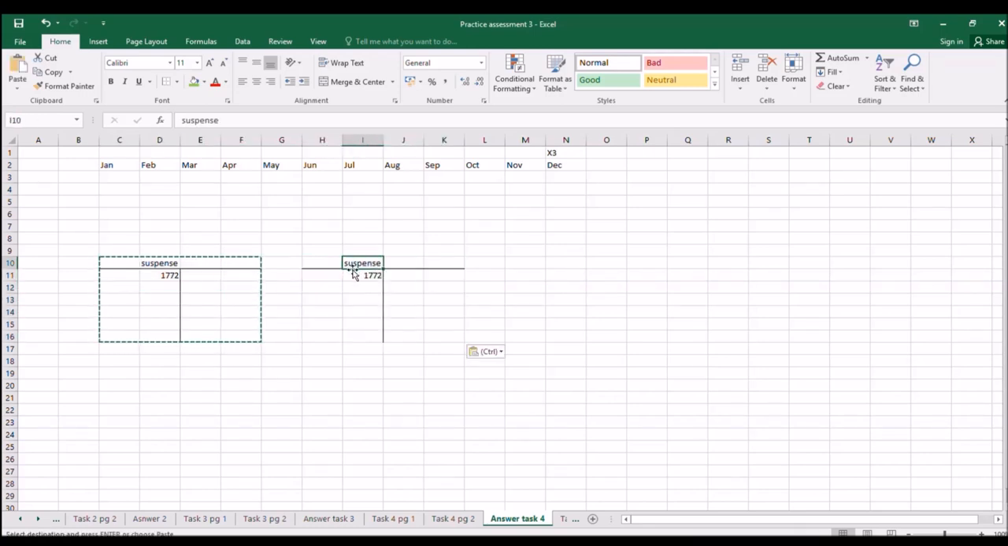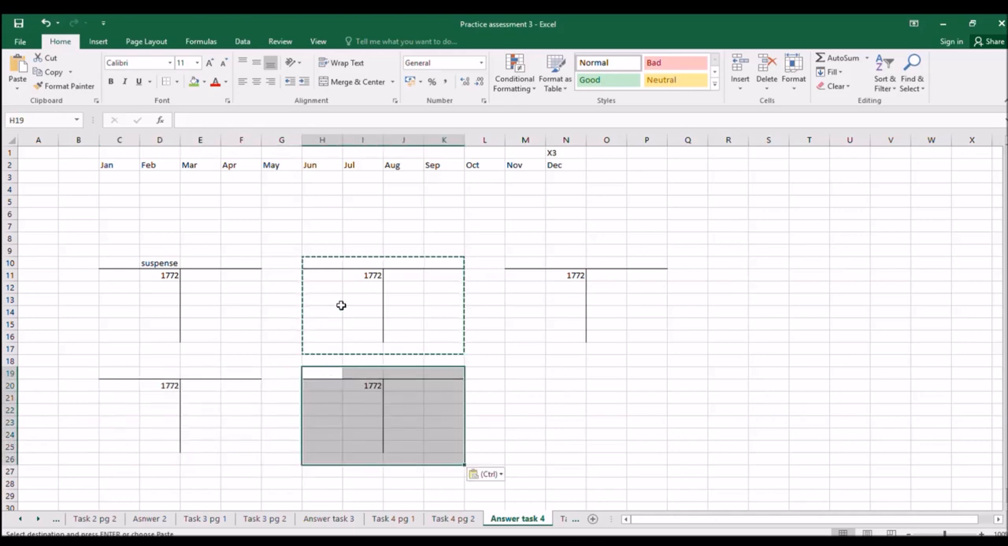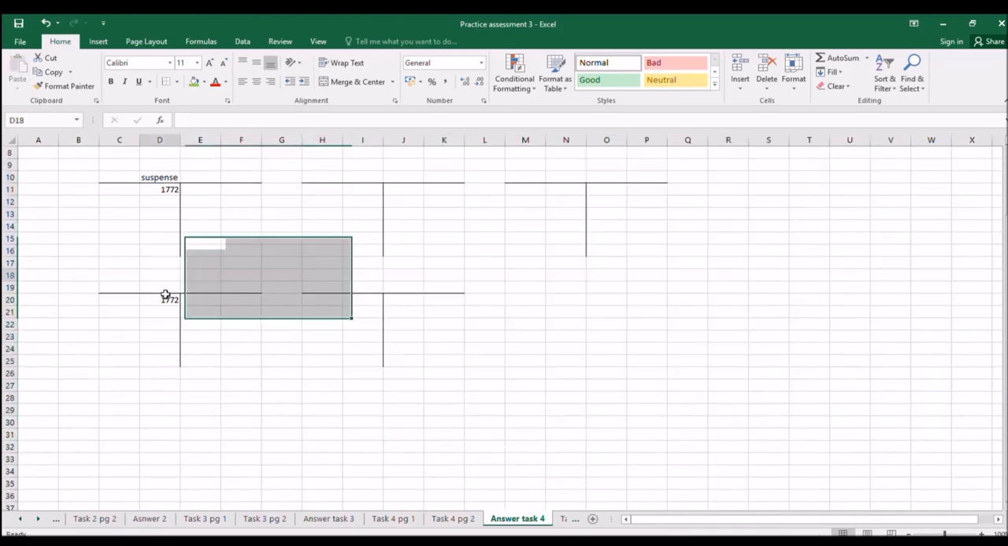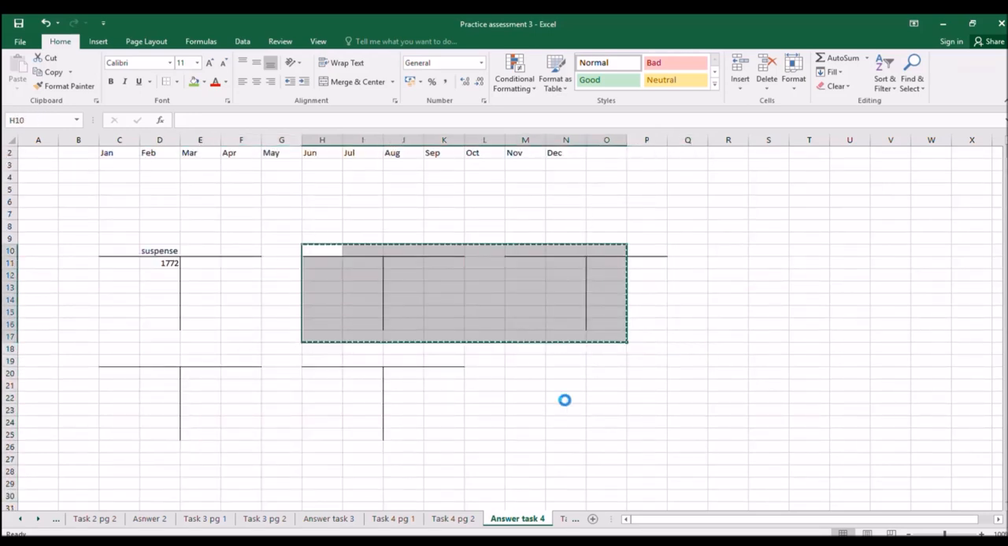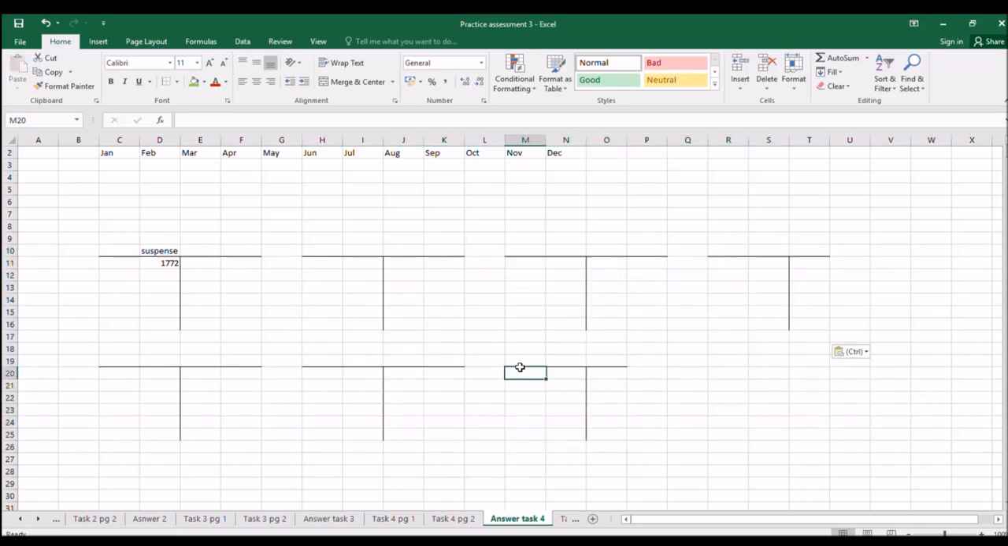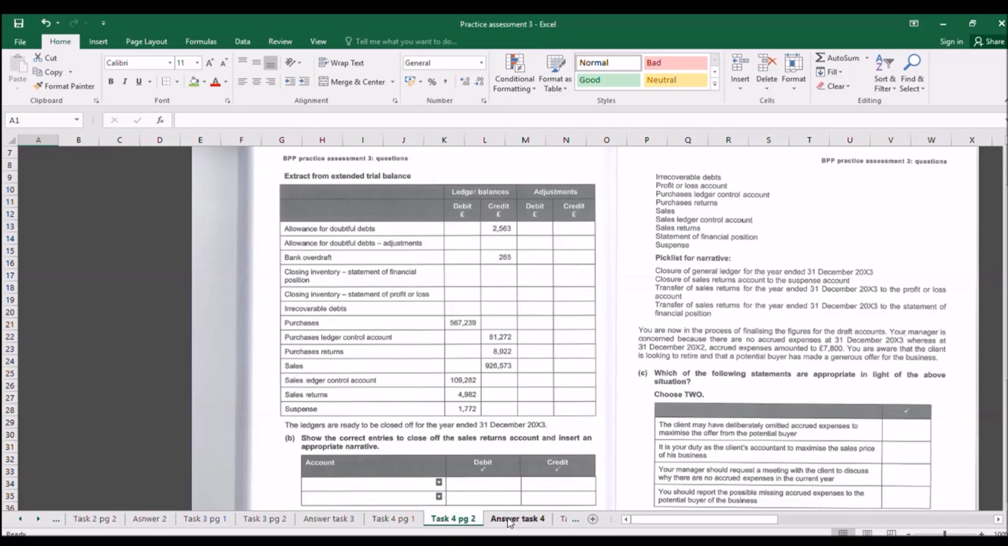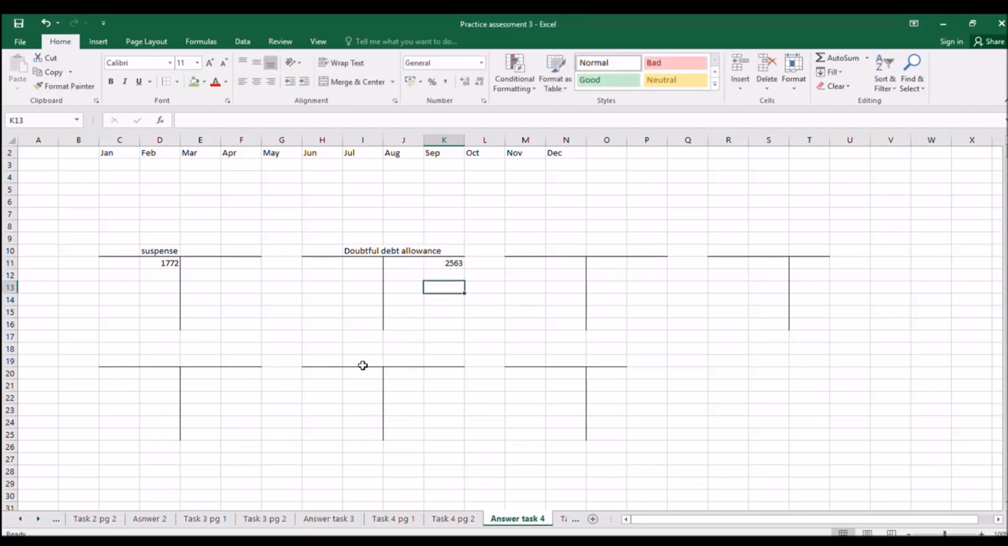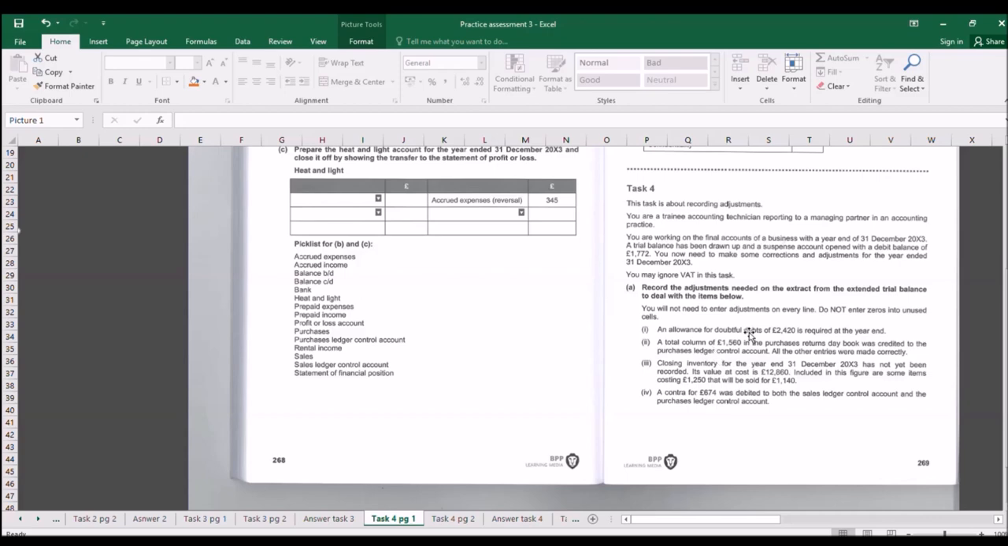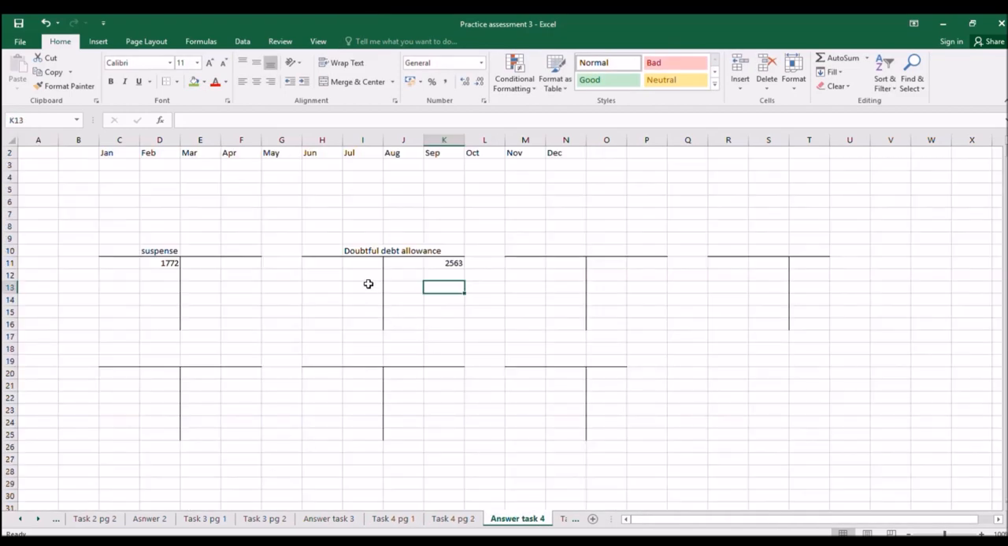Let's create some T accounts. Let's just create a load of T accounts whilst we're at it. Delete out all those numbers that we put into it. Right, so we're going to go for doubtful debts. And what are we opening up with? We've got 2563 as a credit. And at the end, we need 2420 as the carried down position. Here, there's the brought down.